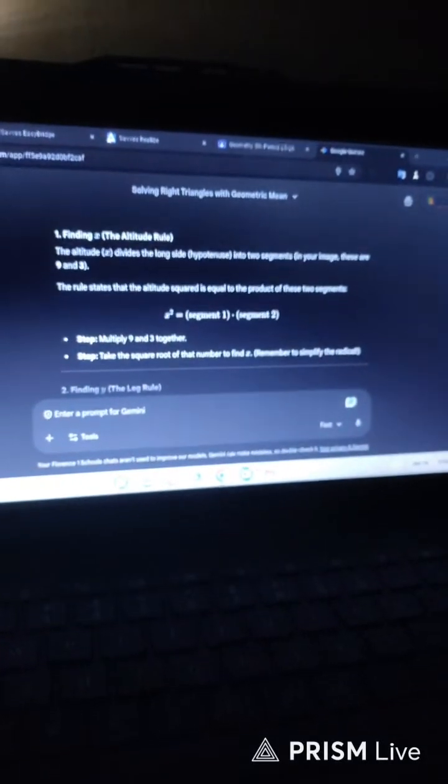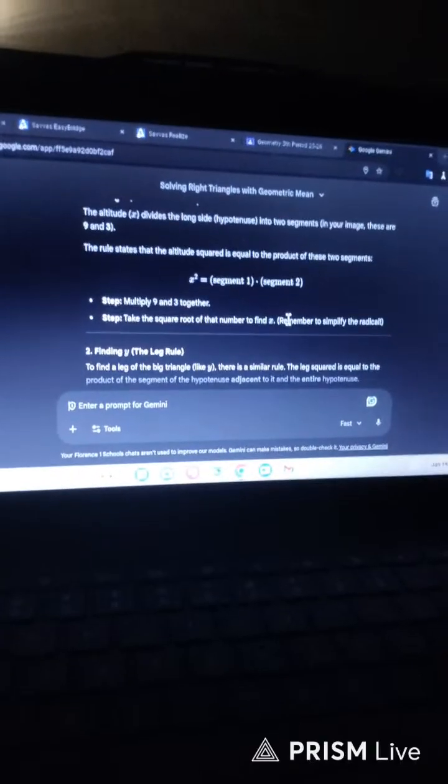The altitude x divides the long side, the hypotenuse, into two segments in your image. These are 9 and 3. The rule states that the altitude squared is equal to the product of these two segments. X squared equals segment 1 times segment 2. Multiply 9 and 3 together, take the square root of that number to find x. Oh, so it's just going to be the square root of 27.